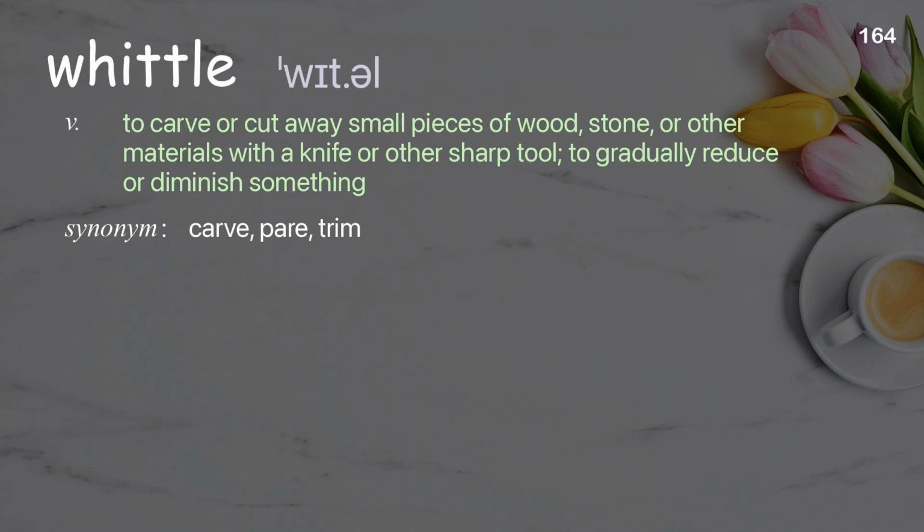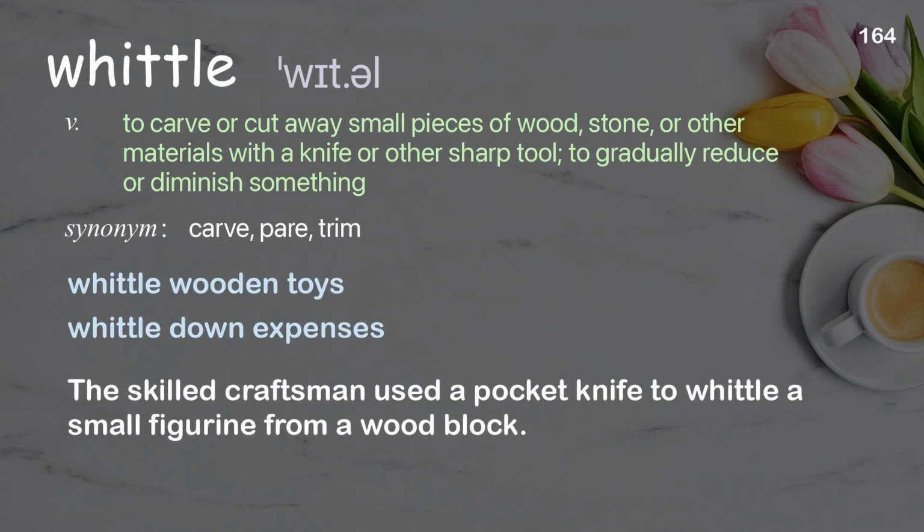Whittle. To carve or cut away small pieces of wood, stone, or other materials with a knife or other sharp tool, to gradually reduce or diminish something. Examples: Whittle wooden toys. Whittle down expenses. The skilled craftsman used a pocket knife to whittle a small figurine from a wood block.